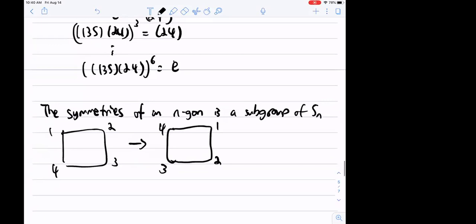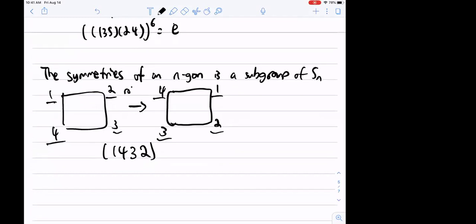So you can see from here, what is my cycle? Where did 1 get mapped to? 1 gets mapped to 4. Where does 4 get mapped to? 4 gets mapped to 3. And where did 3 get mapped to? 3 got mapped to 2. And then 2 got mapped to 1. So this is just the cycle (1 4 3 2). So this is rotate 90 degrees.